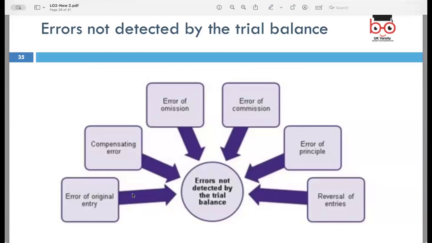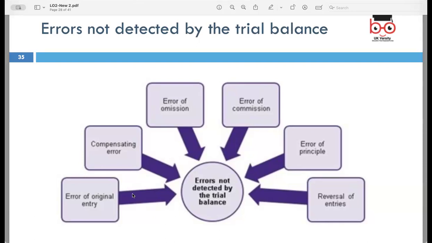Error of omission. An error of omission occurs when a transaction is completely left out from the accounting records. This could involve forgetting to record a sale transaction or failing to record an expense payment. Since there is no entry made for the transaction, the trial balance will not reflect the omission. There is no amount in either the debit or credit column for that particular transaction.